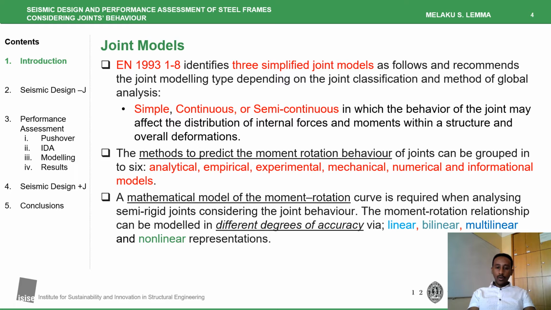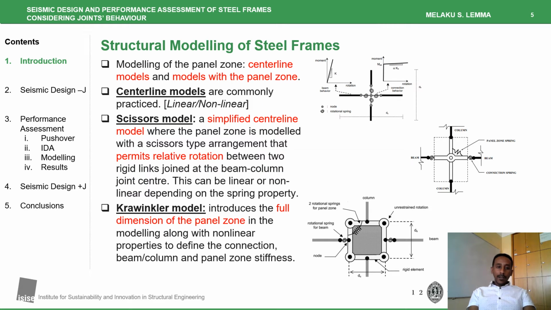And in doing so, there are different methods of modeling, mathematical models with different degrees of accuracy. There are linear models, nonlinear models, and bilinear and multilinear models in between. In terms of modeling the joint in structural analysis programs, the most common and best known models are the centerline models. These disregard completely the dimension of the joint node.